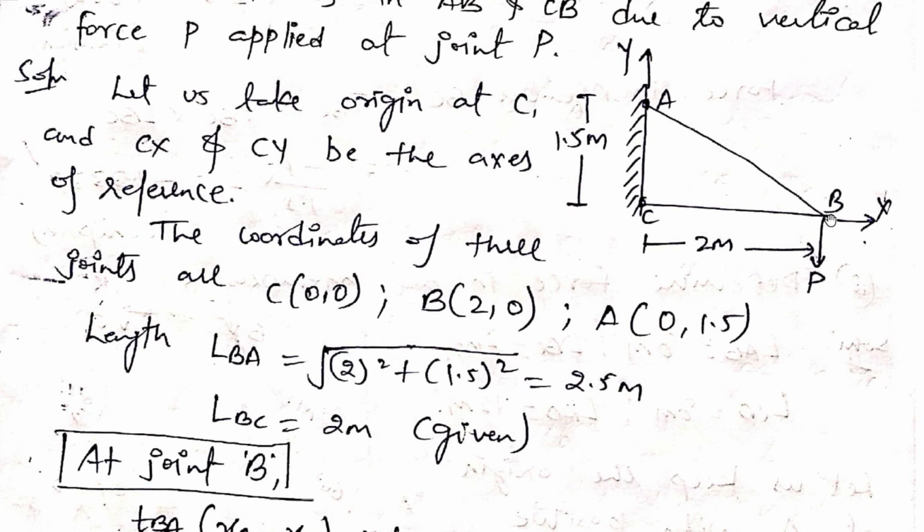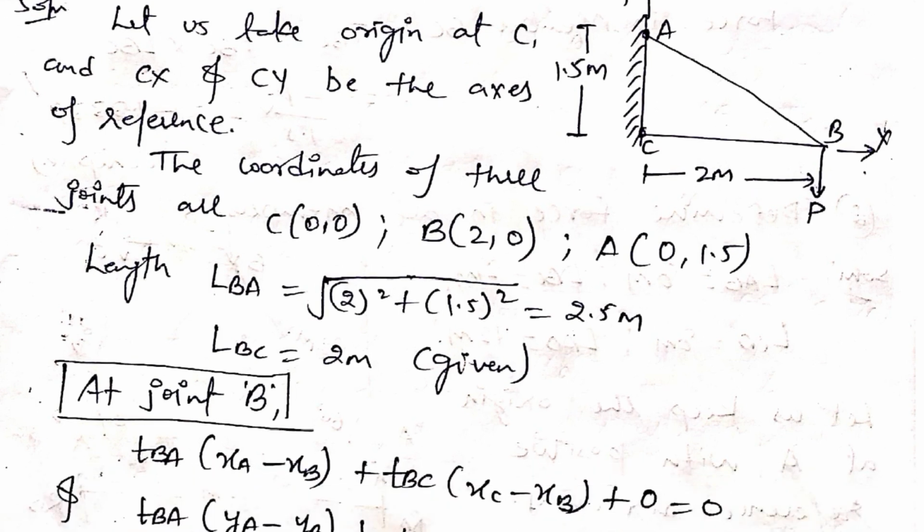Now considering joint B here, okay, so we know at this joint B, one external load is applied in the downward direction, which is the minus y direction. Okay, so while writing the equation for this joint B, our external load value will have a minus sign because it is acting in the negative y direction. Okay, so write the tension coefficient equation for this joint B here. So it is TBA (XA minus XB) plus TBC (XC minus XB). Okay, and in X direction we do not have any external load, so it is plus 0, equal to 0.